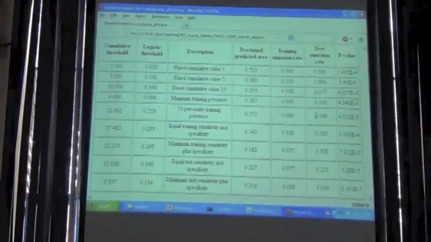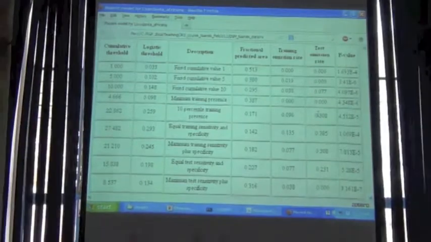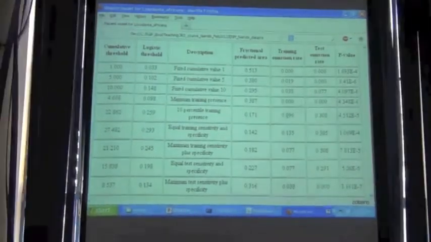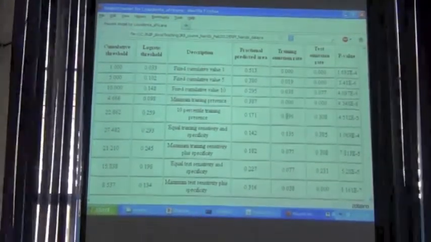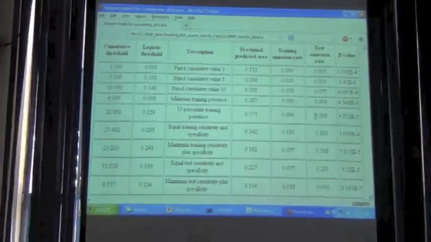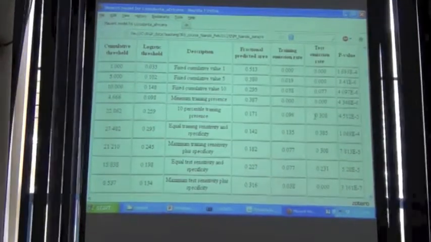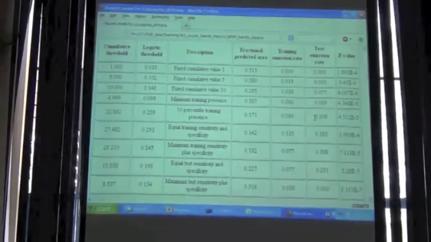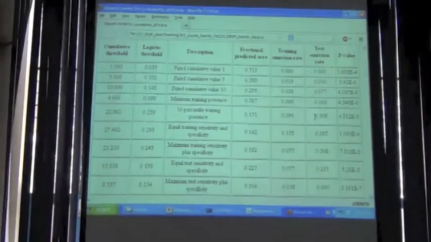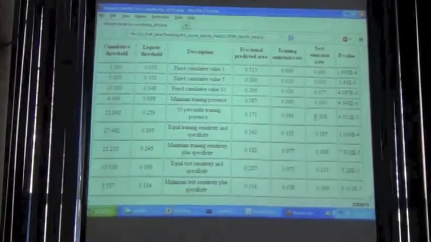If we look at the test omission rate when we used the 10 percentile training presence, or the 10% omission rate, so it's 10% omission there and thereabouts for the training, but in this case we're going to omit 30% of our points. So it figures that we might expect to omit a few more points from the test data because the model hasn't seen that yet, and that figures that our omission rate then has gone up to about 30%.